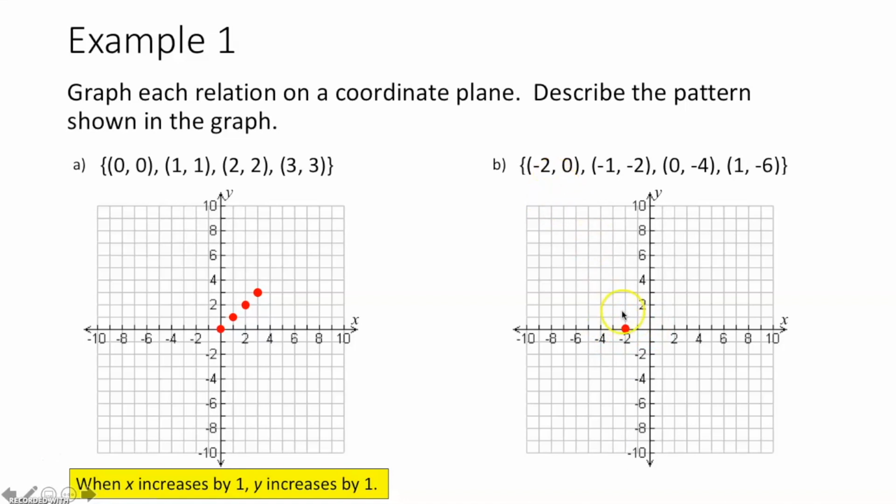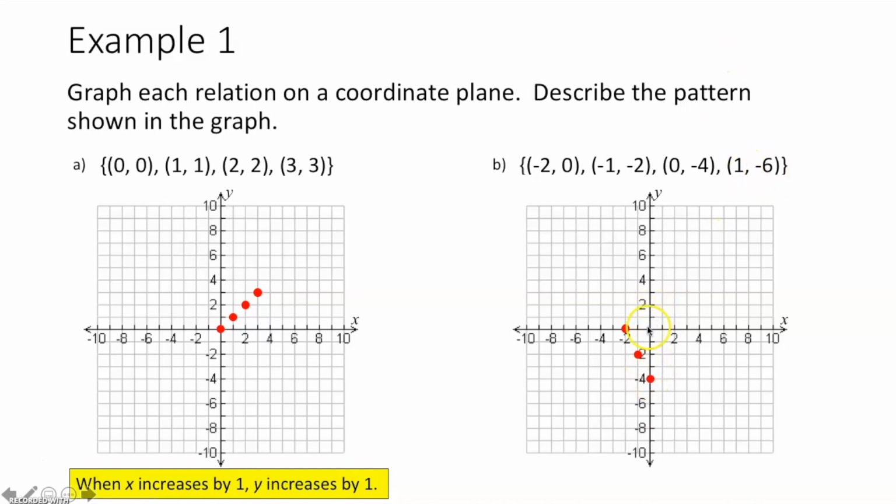That is -2, 0. -1, -2 means we're going to go over to -1 on our x-axis, and then -2, we're going to go down 2 on our y-axis and put a point. 0, -4 means we're going to go over 0 on our x-axis. We're going to go down 4 on our y-axis. So we're going to put a point.